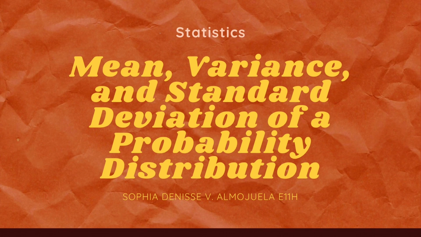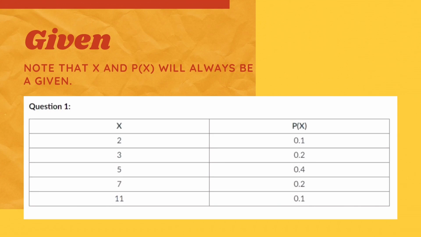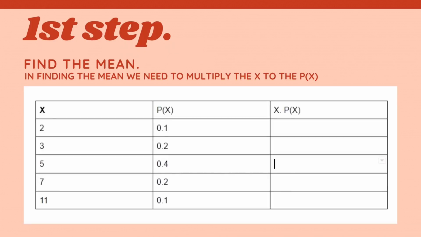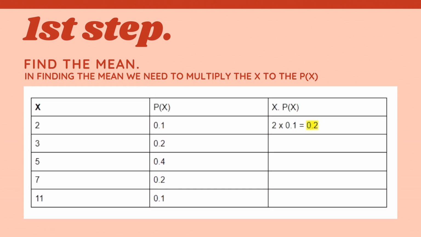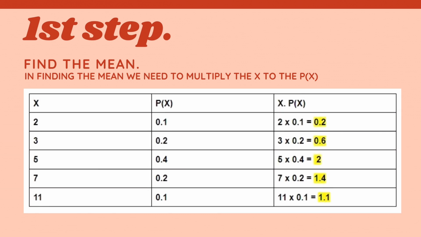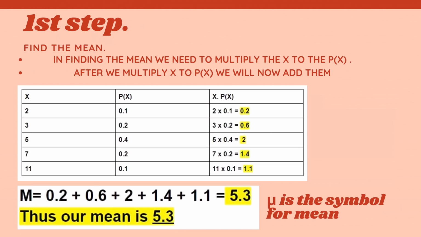How to find the mean, variance, and standard deviation of a probability distribution. Note that x and P(x) will always be given. Our first step is to find the mean. In order to find the mean, we need to multiply x by P(x). 2 times 0.1 equals 0.2. 3 times 0.2 equals 0.6. After we get all of our products, we will just add them in order to get our mean. Thus, our mean is 5.3.